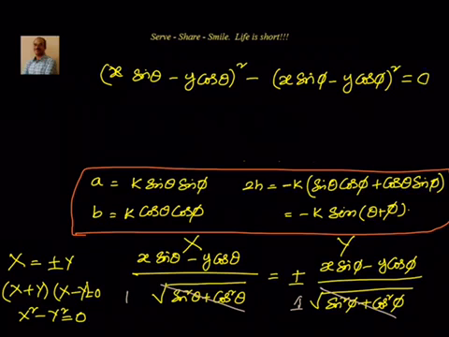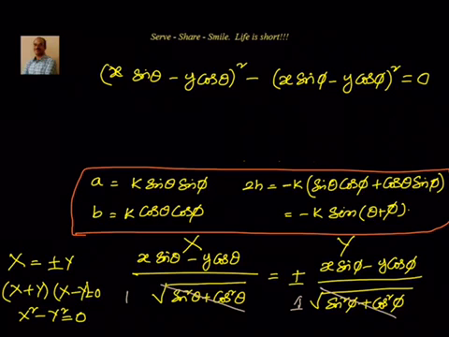Remember that when I have x equal to plus or minus y, then the combined equation will be (x plus y) into (x minus y), or x square minus y square equal to 0. So let us simplify this.